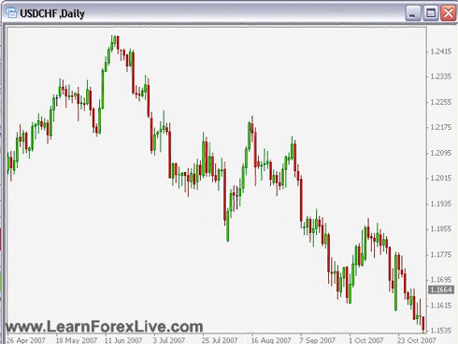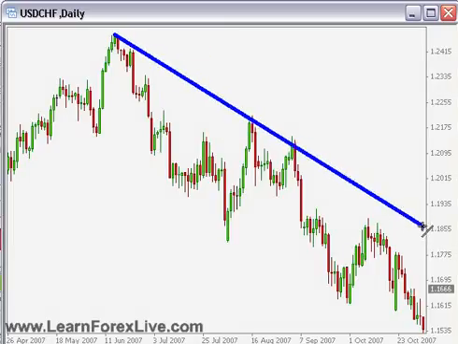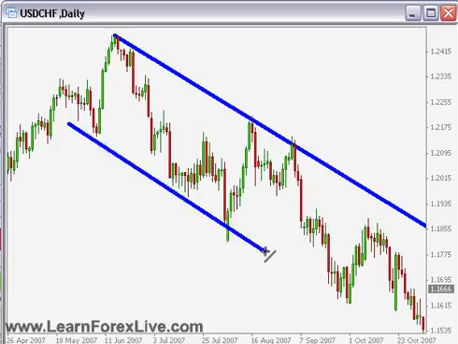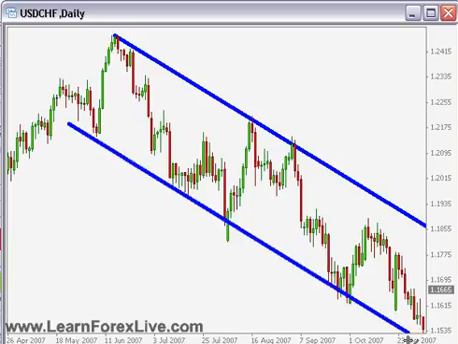Now here is another example of a channel. In this case, it's a bearish channel since it's sloping down. Let me draw the channel boundaries for you. The upper band, in this case, will be working as resistance. The lower band will be working as support.